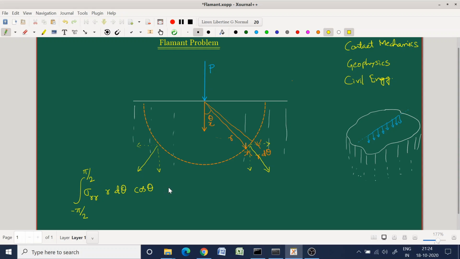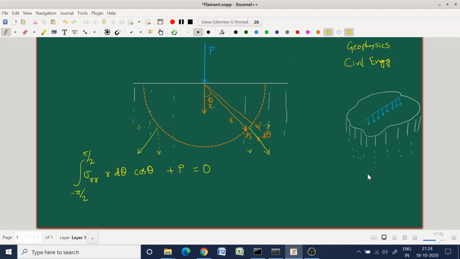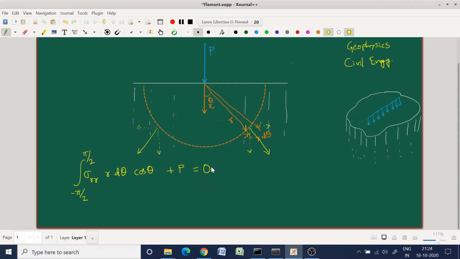and so this is plus P is equal to 0. All right. So now what we can say from here is that this entire thing is just going to be equal to minus P. So we can write that down alternatively. So this is just going to be equal to minus P.